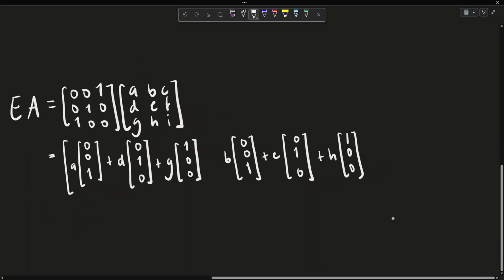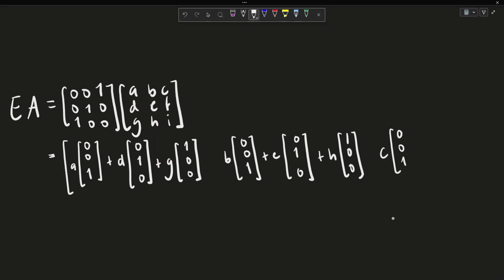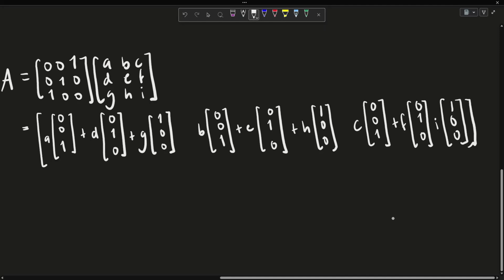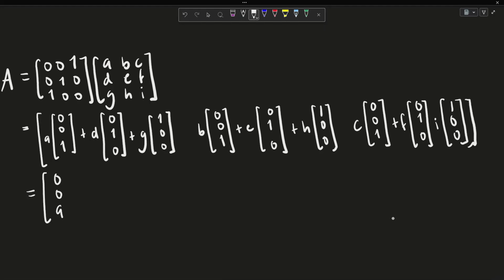And the third column will be C times the first column in E, plus F times the second column in E, plus I times the third column in E. So if we now combine these values, we have 0, 0, A plus 0, D, 0 plus G, 0, 0. And this is one column.